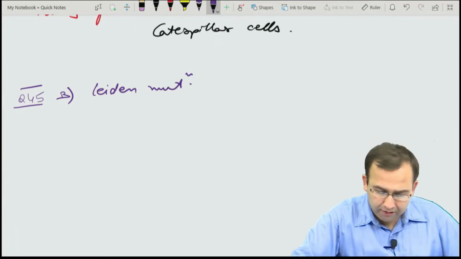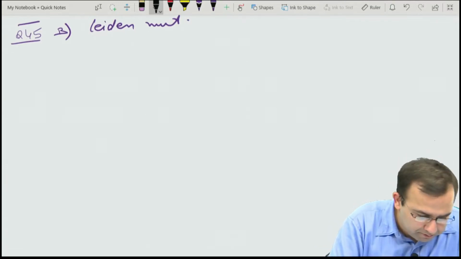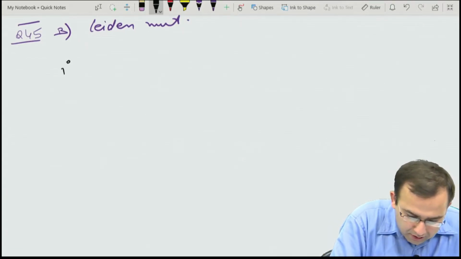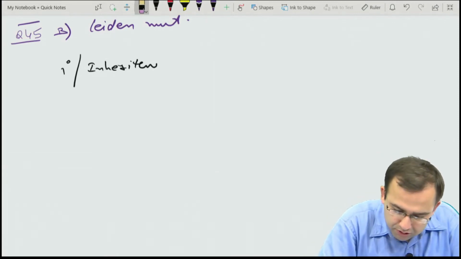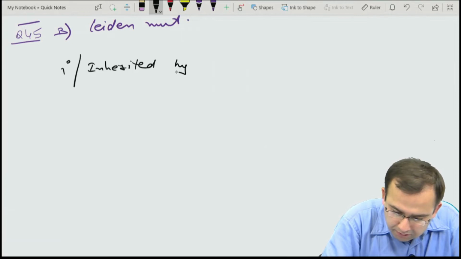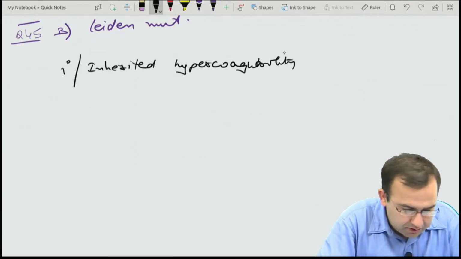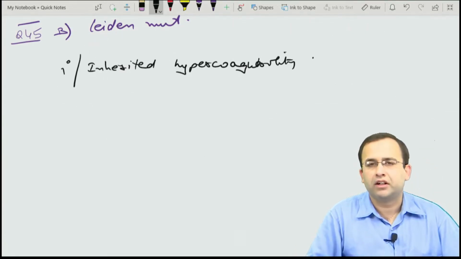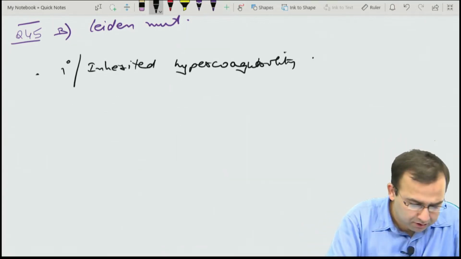Now let us have a look at this. Leiden mutation, firstly, is the most common primary hypercoagulability. Factor 5 Leiden mutation is the most common cause of primary or inherited hypercoagulability. Next point, it is caused by mutations in factor 5.